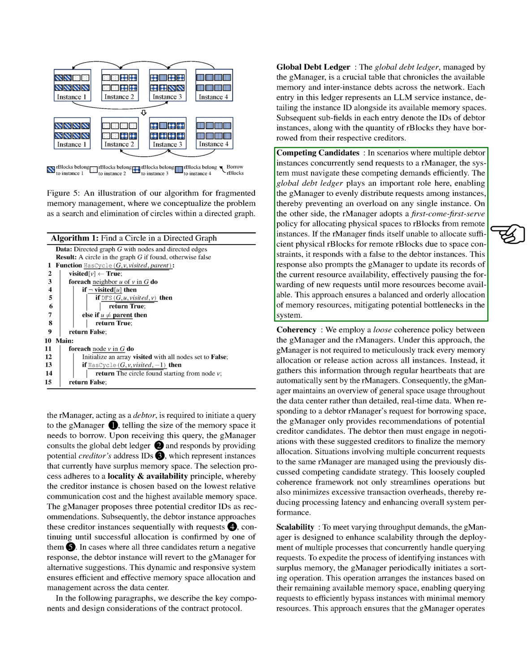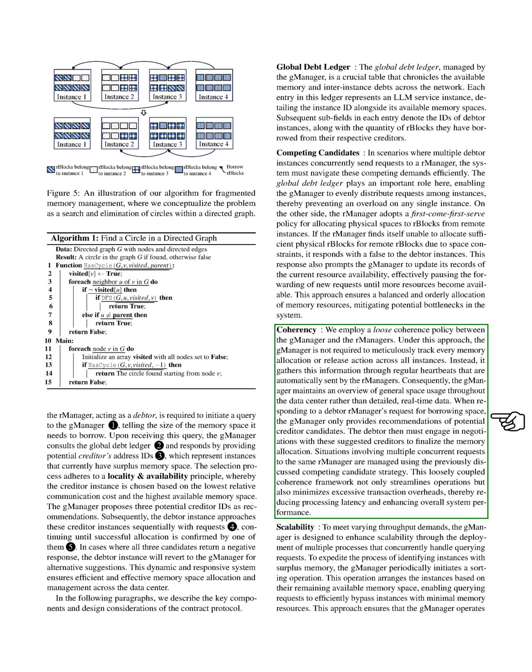In scenarios where multiple debtor instances concurrently send requests to an rManager, the system must navigate these competing demands efficiently. The global debt ledger plays an important role here, enabling the gManager to evenly distribute requests among instances, thereby preventing an overload on any single instance.